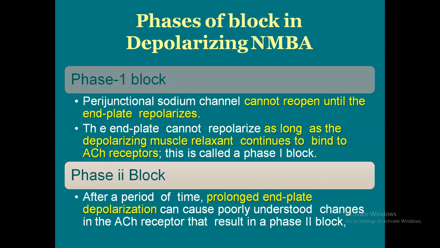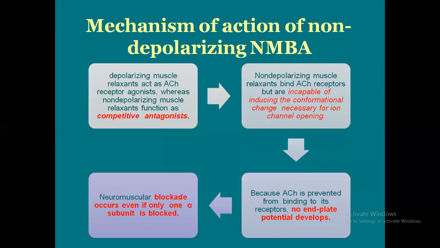So far, so good. Phase 2 block: after a period of time, prolonged end plate depolarization can cause changes that are poorly understood. This is not very well understood, how this phase 2 block occurs. The only thing you have to know is that if you constantly give too much dose of scoline, it produces phase 2 block. The changes in the acetylcholine receptor that result in phase 2 block are not fully understood. Phase 2 block can occur in other situations also. I'll let you know very soon.